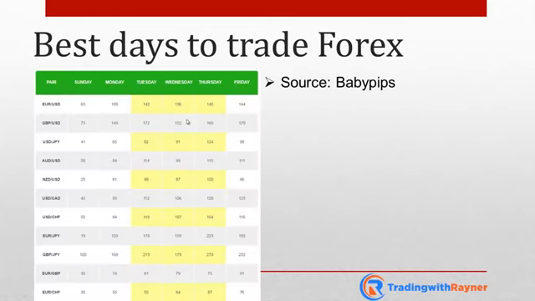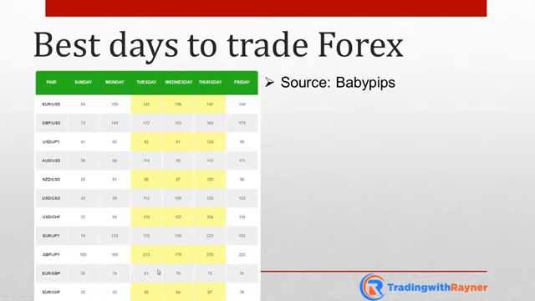If you look at this, this is from Baby Pips. You can see that this is the currency pair. This is the days of the week. And these are the movement of the currency pairs on average on these different days of the week. So for example, Euro dollar on Tuesday tends to move around 142 pips. On Wednesday, it tends to move about 136 pips. Thursday, it tends to move about, on average, 145 pips.